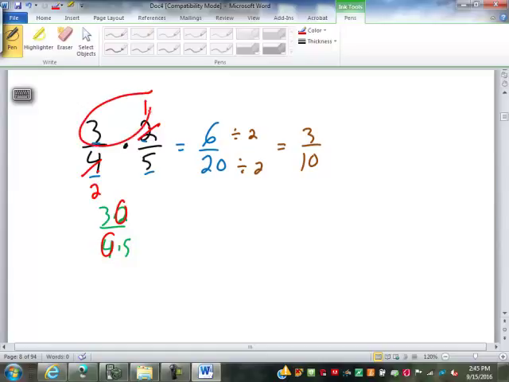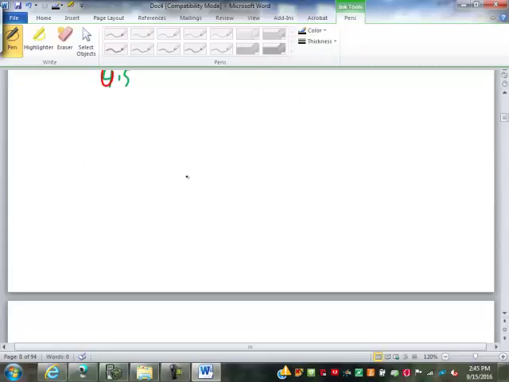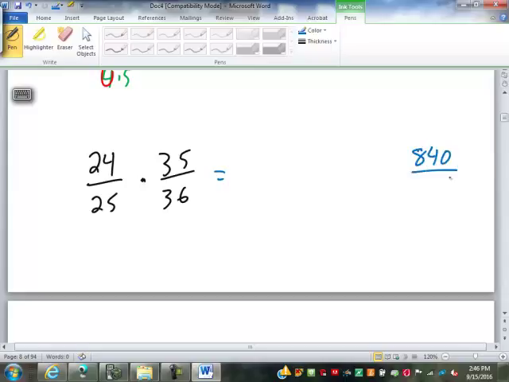Now when we multiply, 3 times 1 is 3. 2 times 5 is 10. So we've reduced before we multiplied. In a problem like this, it really makes no difference. It's about the same amount of work either way. But we can run into a problem like this, 24 25ths times 35 36ths. Now I could just multiply that straight across and get, what's 24 times 35 is 840. 25 times 36 is 900. Then I can reduce that.